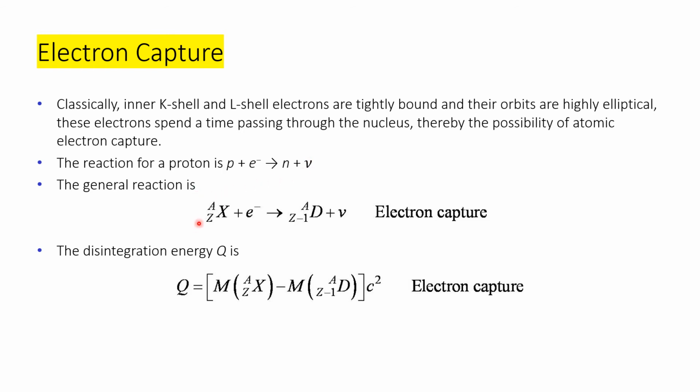The general reaction for your electron capture is given by this equation here. You have your parent plus your electron, the captured electron, which then decays to a daughter, and then plus your neutrino. So here you have still the same A, but your Z, you subtract 1 from your Z. This is again for your electron capture. And the disintegration energy, Q, is given by this equation here.